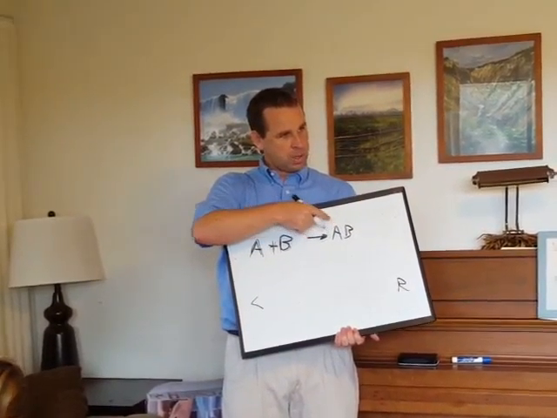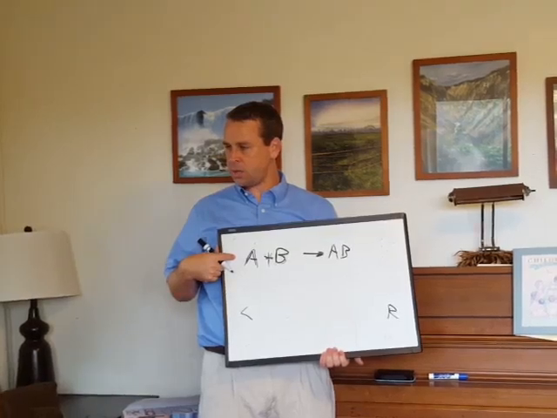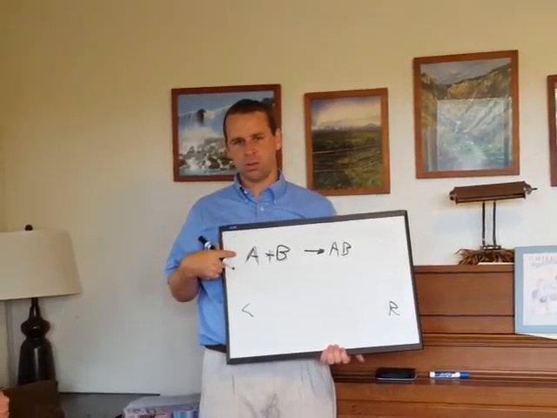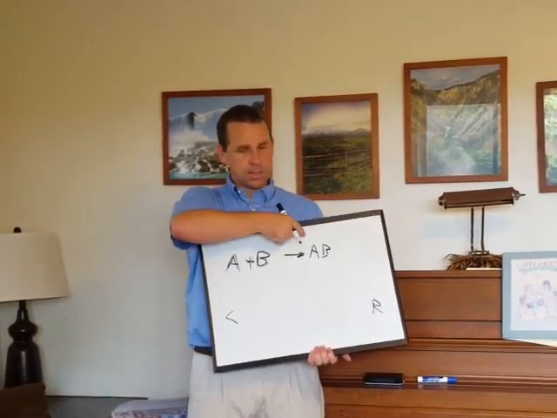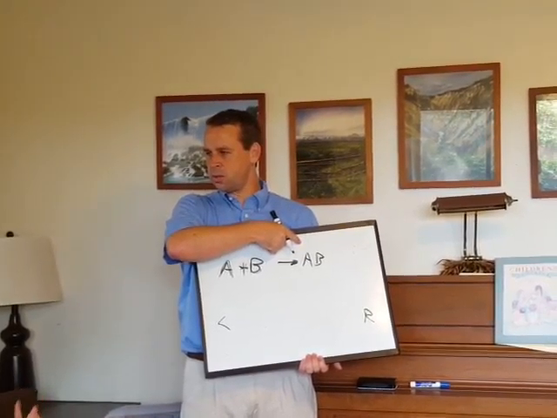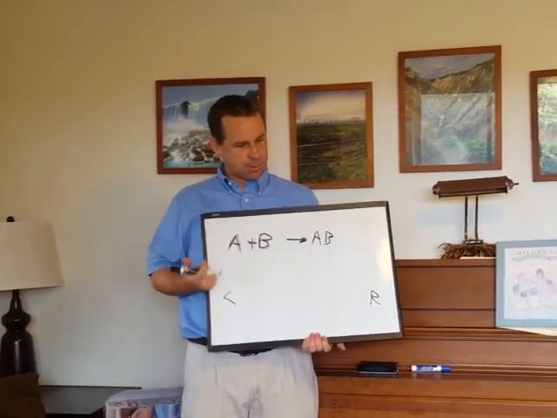On the left side of the arrow, how many B's are there? One. And on the right side of the arrow, how many B's are there? One. That's right. So it's the same, correct?